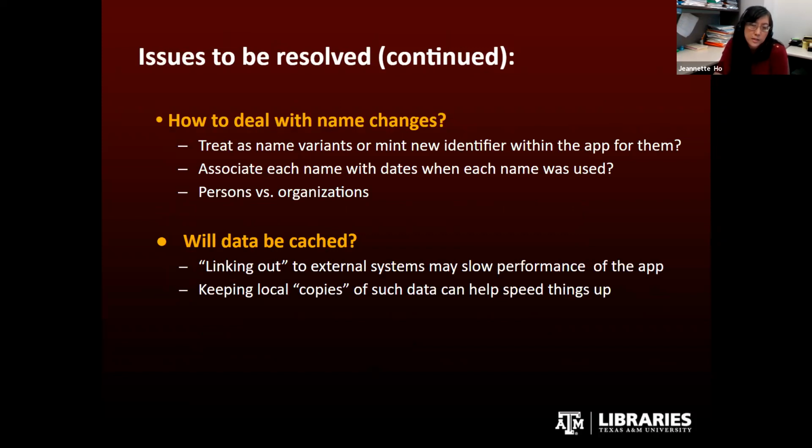Also, how to deal with name changes. Will we emit a new identifier when the name changes or just treat them as variants? And will we treat persons versus organizations differently? Also, there's a question about the extent to which we will cache data, because the more external systems we link out to, the more potential it has for slowing down performance of the app. So that's also something to keep in mind. Next slide.